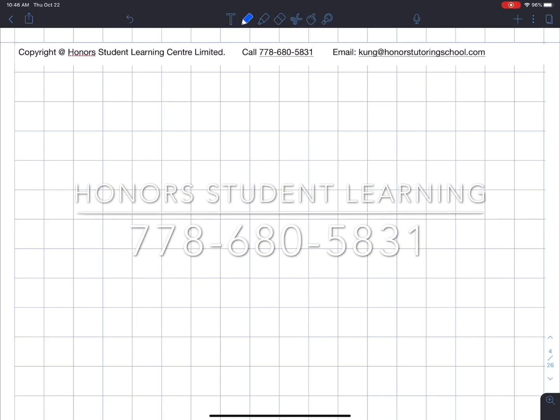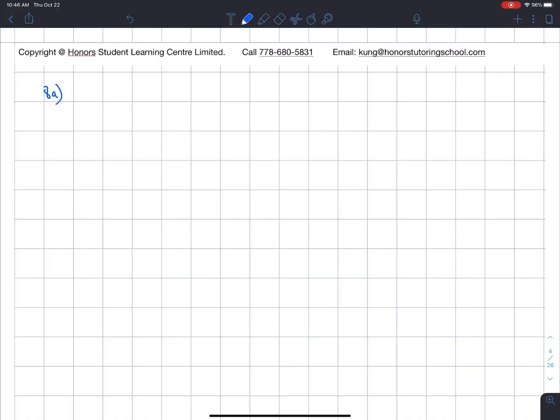Okay, question 8. Question 8a. What integer is twice as large as 6? Well, twice as large as 6 will just be 2 times 6. And we are going to get 12.